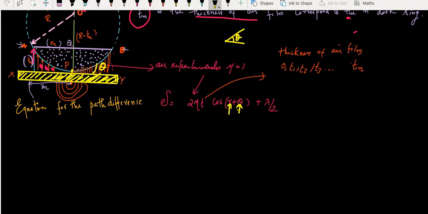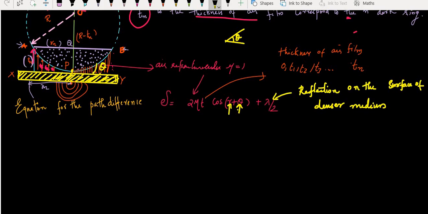Now r, I told you. Now plus lambda by 2. This is the general equation, plus lambda by 2, because reflection is happening on the surface of the denser medium. That's why this plus lambda by 2 is there. This is given, you don't need to derive this. The equation is delta equal to 2 mu t cos(r + theta) plus lambda by 2.